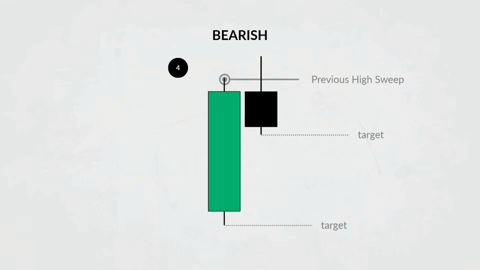Now here's the last one, which looks very similar to the one in the bullish example. It shows a clear previous high sweep. When this happens, we know the market is most likely turning bearish. So our first draw on liquidity would be the recent candle's low, and our other draws on liquidity would be the previous candle's low and any other draw on liquidity below price.